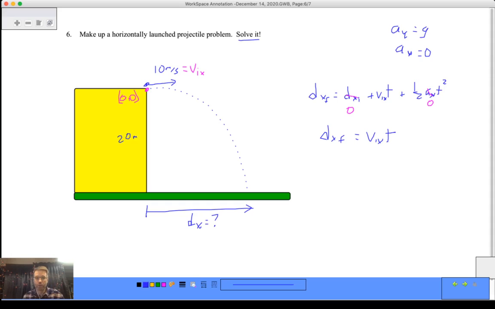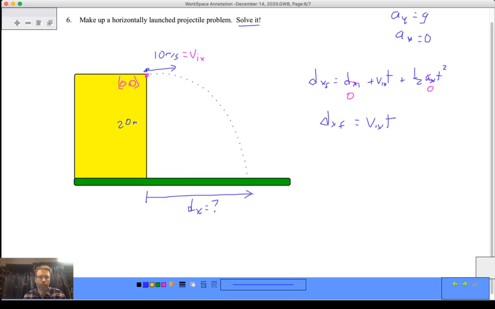So the goal now is to switch and to think about the vertical scenario and write a vertical equation from which we can come up with a time. So let's go ahead and do that. Let's write the same thing vertically given what we know. We know that dy final is dy initial plus v initial y t plus 1/2 a y t squared. Exact same equation, just put in everything we know.